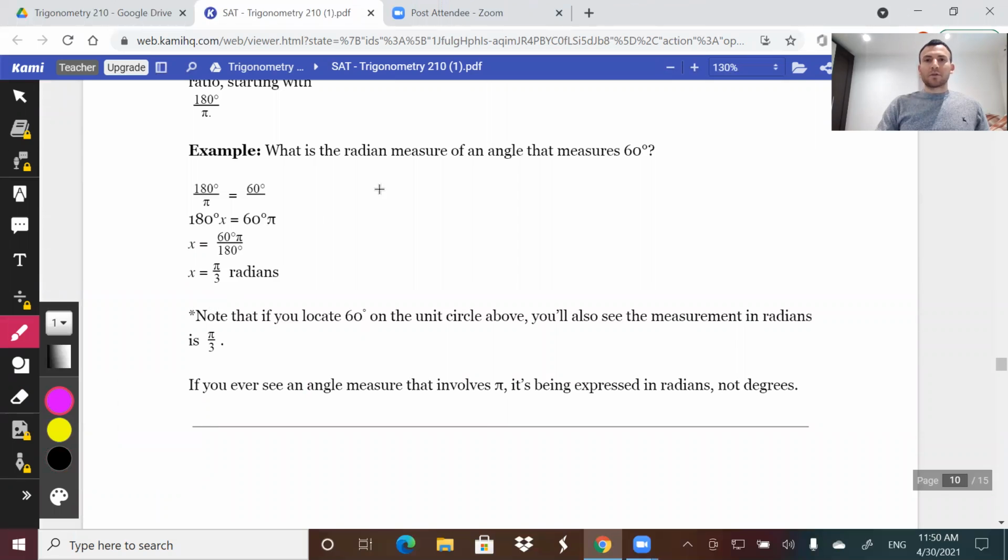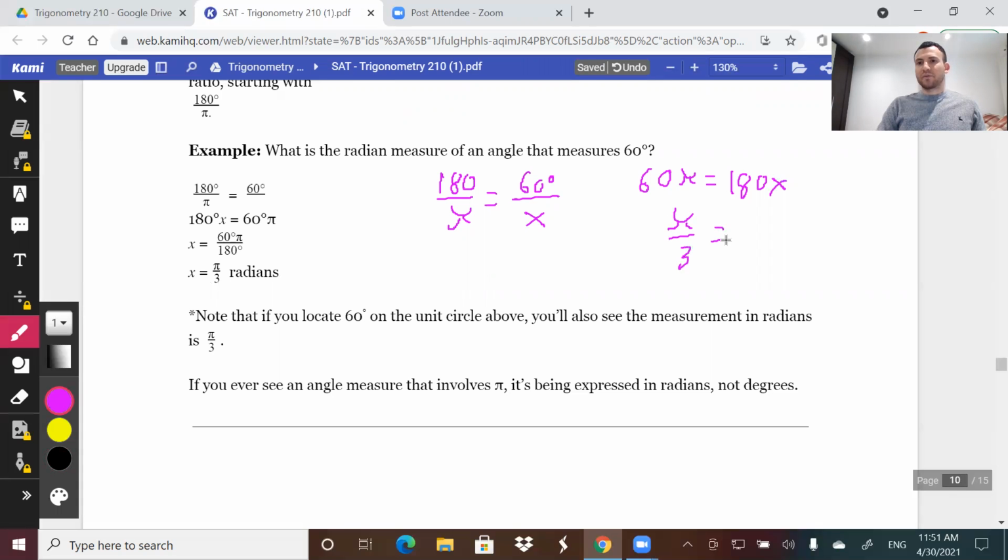So the example problem says, what is the radian measure of an angle that is 60 degrees? Well, we know immediately that 180 degrees is equal to pi radians. So we want to know what 60 degrees is. And I'll just put x. You can cross multiply and figure it out that way. So you can get 60 pi equals 180x, right? Divide by 180, and you get pi divided by 3 equals x.